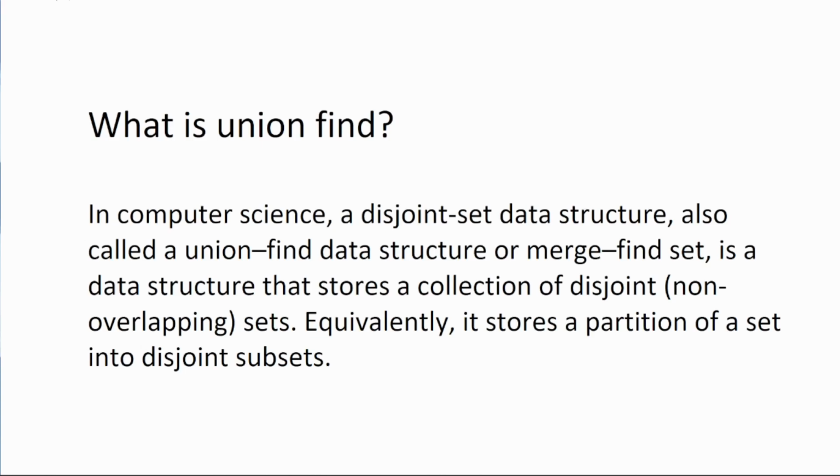What is union find? In computer science, a disjoint set data structure, also called union find data structure or merge find set, is a data structure that stores a collection of disjoint, non-overlapping sets. Equivalently, it stores a partition of a set into disjoint sets. Do you understand why I want to make this union find video now? Because the definition of union find is kind of complicated, but don't worry, we'll go through this together.